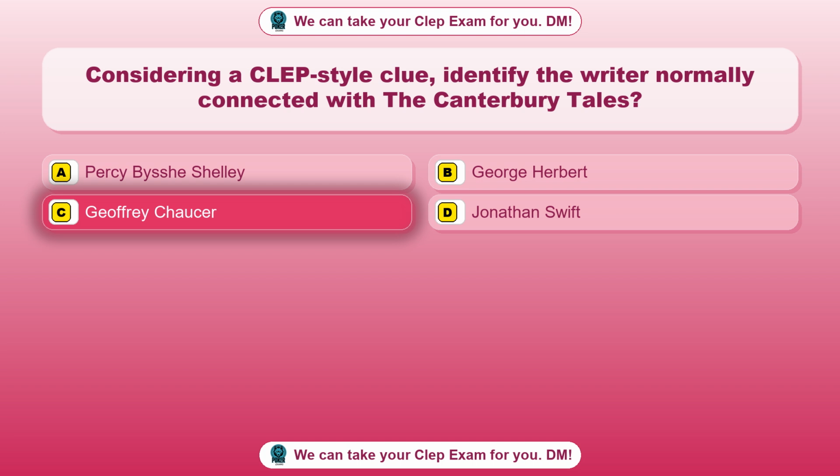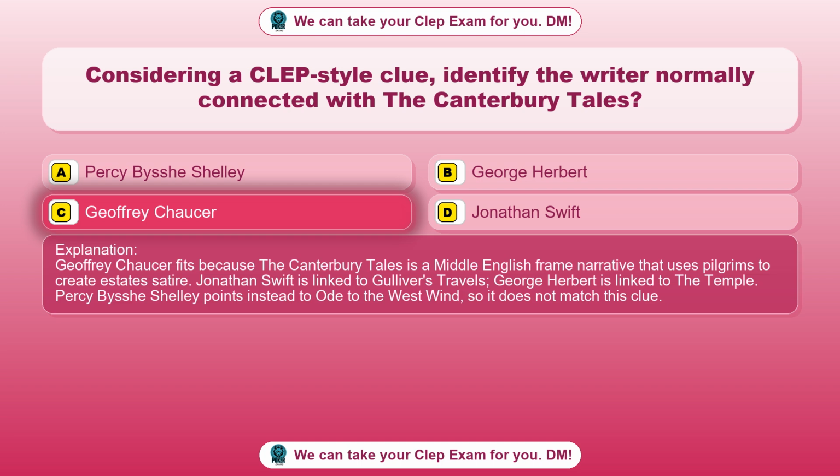Geoffrey Chaucer. Geoffrey Chaucer fits because the Canterbury Tales is a Middle English frame narrative that uses pilgrims to create a satire of the estates. Jonathan Swift is linked to Gulliver's Travels, George Herbert is linked to The Temple. Percy Bysshe Shelley points instead to Ode to the West Wind, so it does not match this clue.